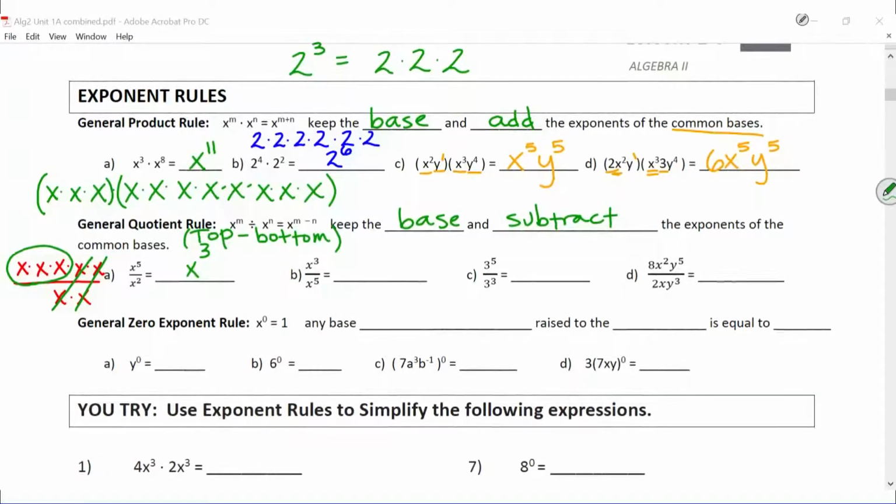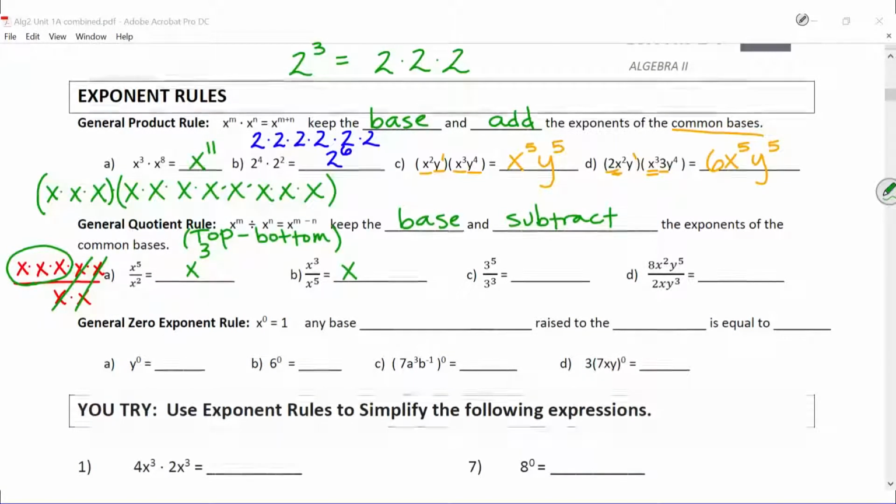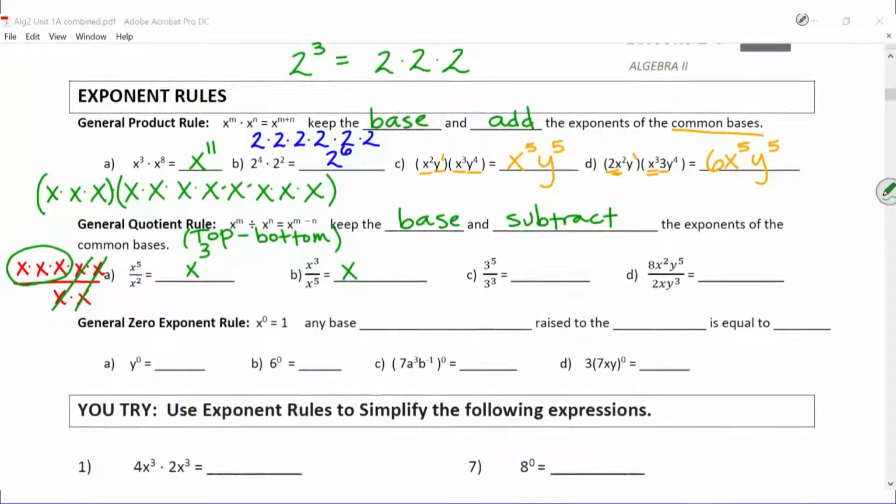In B, there's 2 ways I can think about it. I can think about the general quotient rule. I will keep the common base of x, and I will subtract top minus bottom, meaning 3 minus 5. If I take away 5 from 3, then I go negative 2. The other way to think about it is this kind of division, writing it out: x times itself 3 times, x times itself 5 times.